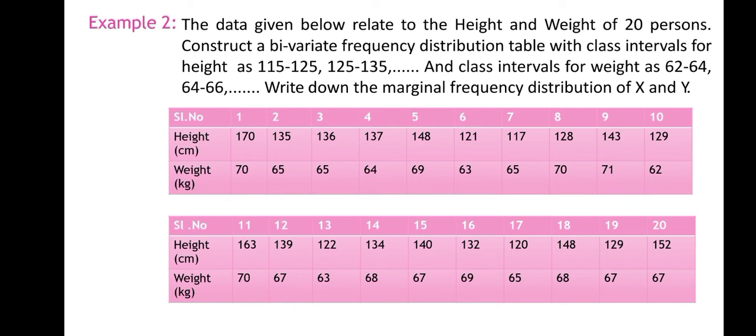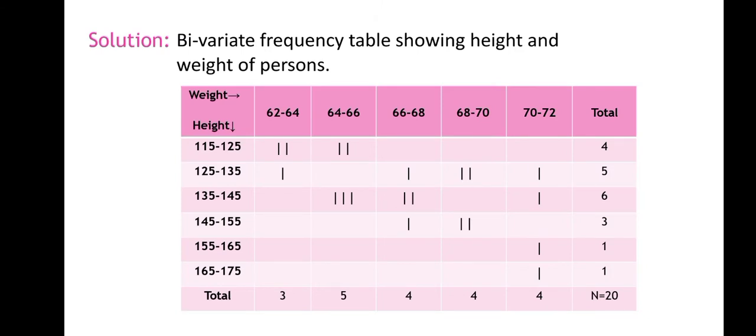So here, let us consider x as height and y as weight. All the data of heights and weights are given, and you can see there are 20 observations. Let us form the bivariate frequency distribution table. Let us consider the heights here and the weights here. First, we have to write in the class intervals.